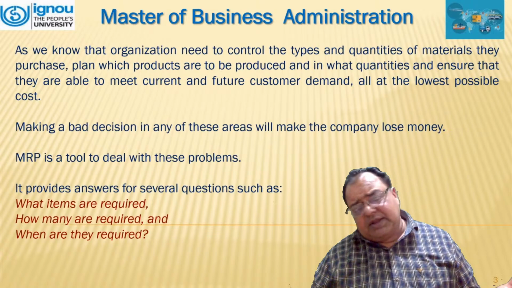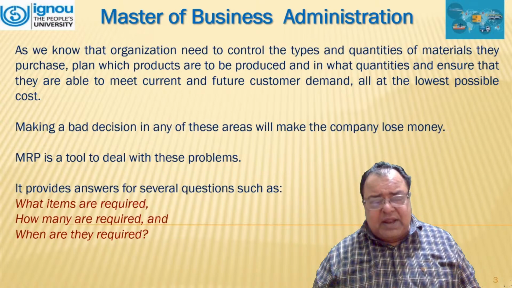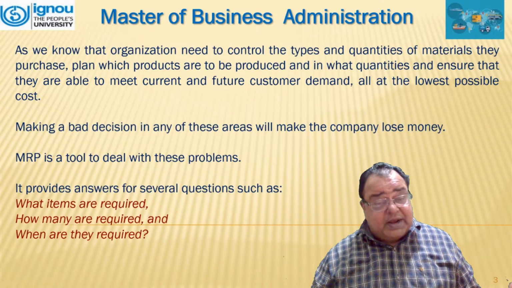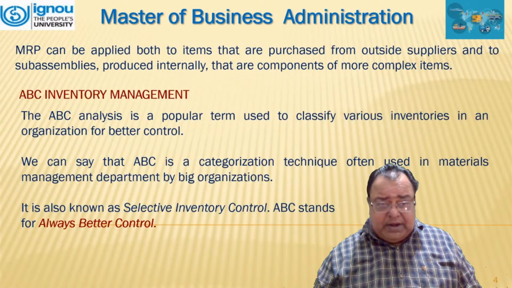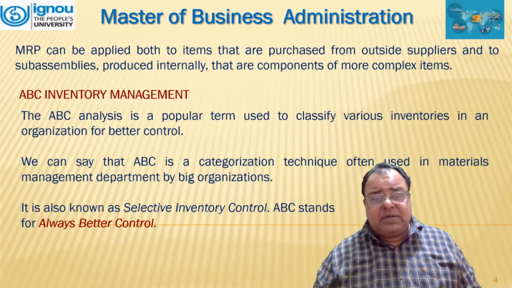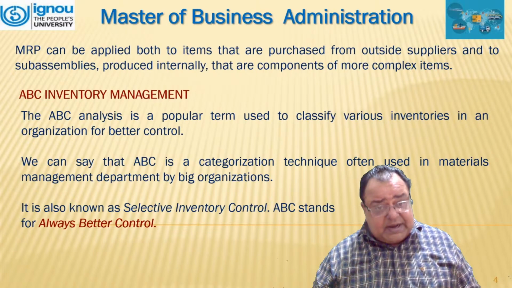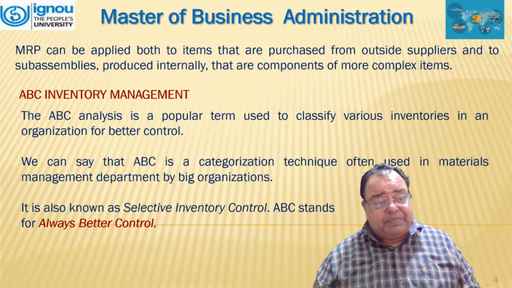It provides answers for several questions, such as what items are required, how many are required, and when they are required. MRP can be applied both to items that are purchased from outside suppliers and to sub-assemblies produced internally that are components of more complex items.